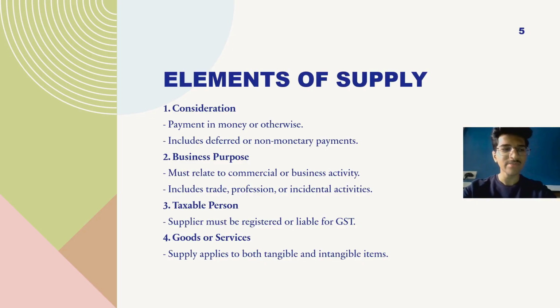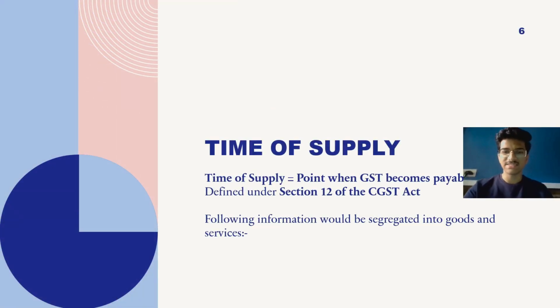Third is taxable person. The supplier must be registered or liable for GST. If he is not registered with GST, then there is no point of him paying GST, or he is not liable to pay. Fourth, goods or services. Supply should be either goods or services. Both could be tangible or intangible. Tangible would be machinery or any sort of product produced, or a service could be any sort of service given to, like, cameramen, photographers, videographers, event managers, etc. It could also be intangible in the form of patents, copyrights, etc.